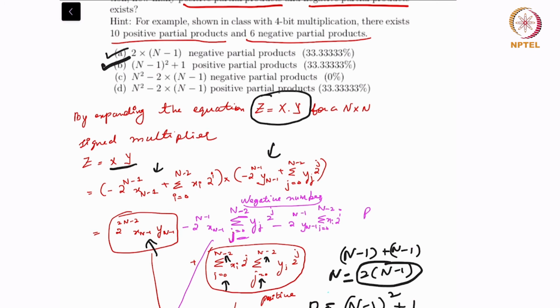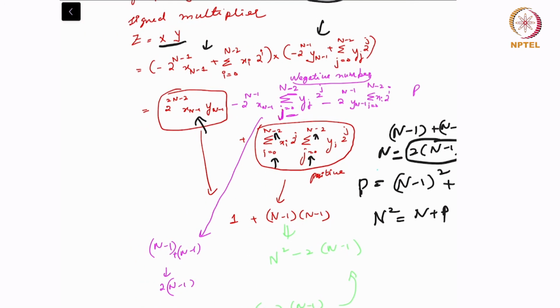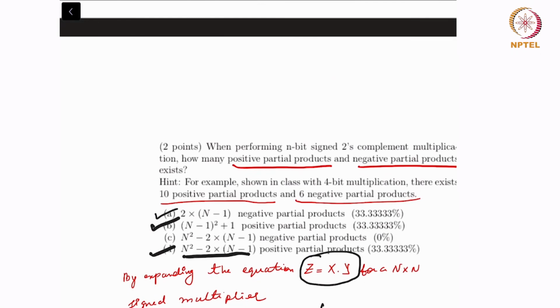Now we also know that n square is the total number of negative plus positive partial products, and hence the total number of positive partial products is also n square minus 2 into n minus 1. Basically, it comes out from this formula. N square is equal to the negative plus the positive. So again, if you represent positive in terms of this as well as this, you will get n square minus 2 times n minus 1. And hence option D is also right.